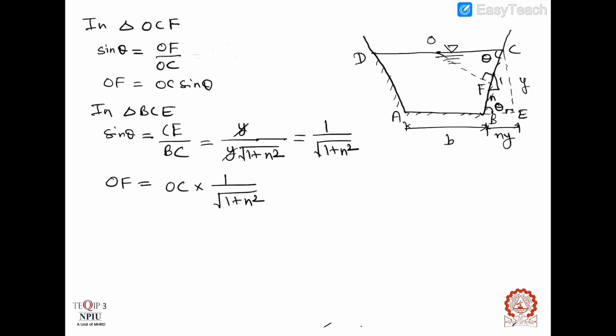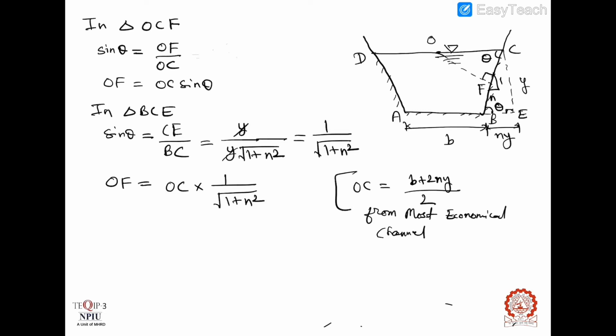This O we have kept at mid of the top width, so OC is half of the top width, and its value is OC equal to (B plus 2ny) divided by 2. For the most economical channel section condition, half of the top width should be equal to the length of one of the sloping sides. For the most economical channel, (B plus 2ny) divided by 2 is equal to the length of one of the sloping sides, that is y plus y root over 1 plus n square.